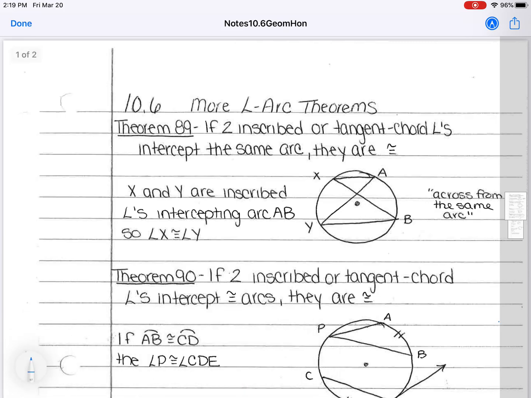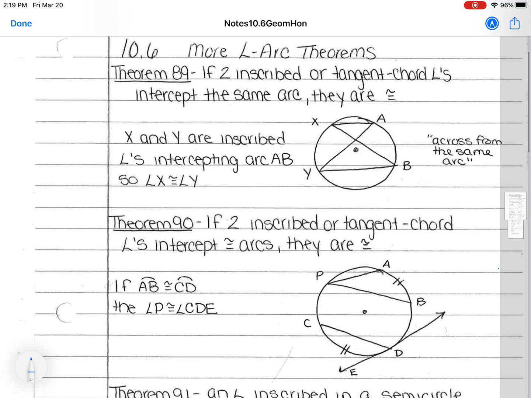Okay, so for 10.6, I'm going to make just a video that follows along to the actual notes itself. So we're going to learn a couple new theorems with 10.6. We learned a bunch of ways of calculating and actually figuring out what angles were using the arcs with section 10.5, but with 10.6 it's more theorem oriented.